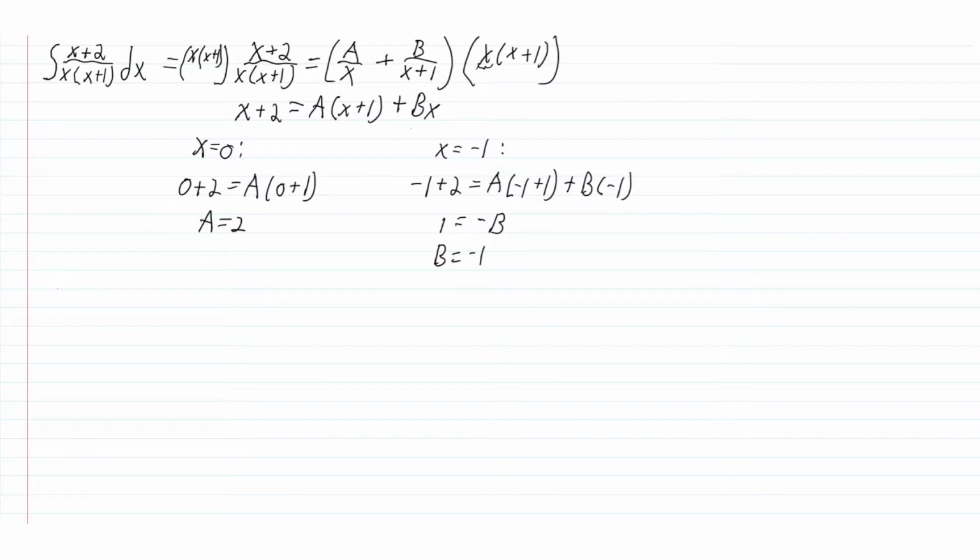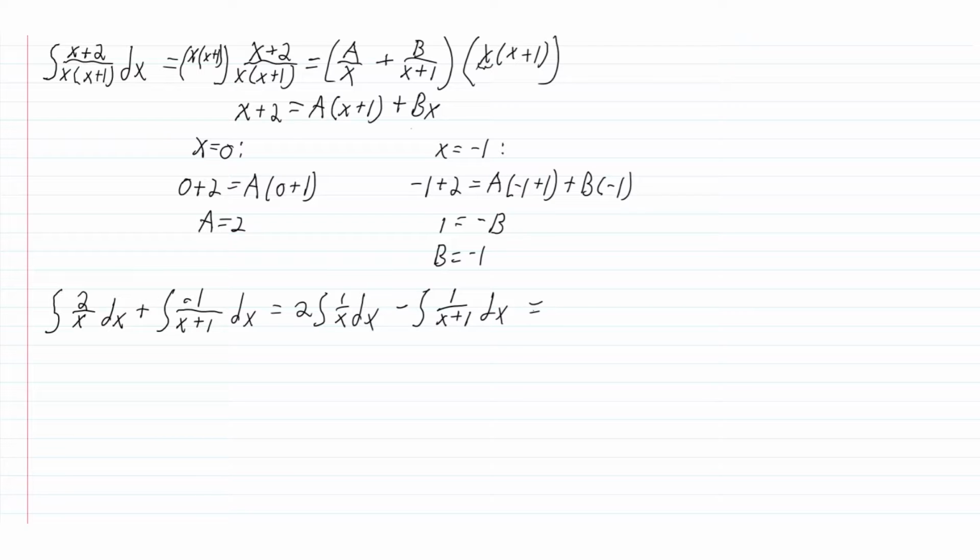Now we can come back to our original integral, because now we have a new way to write it. This A over x plus B over x plus 1. And we know A is 2, so it'll be the integral of 2 over x dx plus the integral of negative 1 over x plus 1. And this can be simplified a little bit. It'll be 2 times the integral of 1 over x dx minus the integral of 1 over x plus 1.